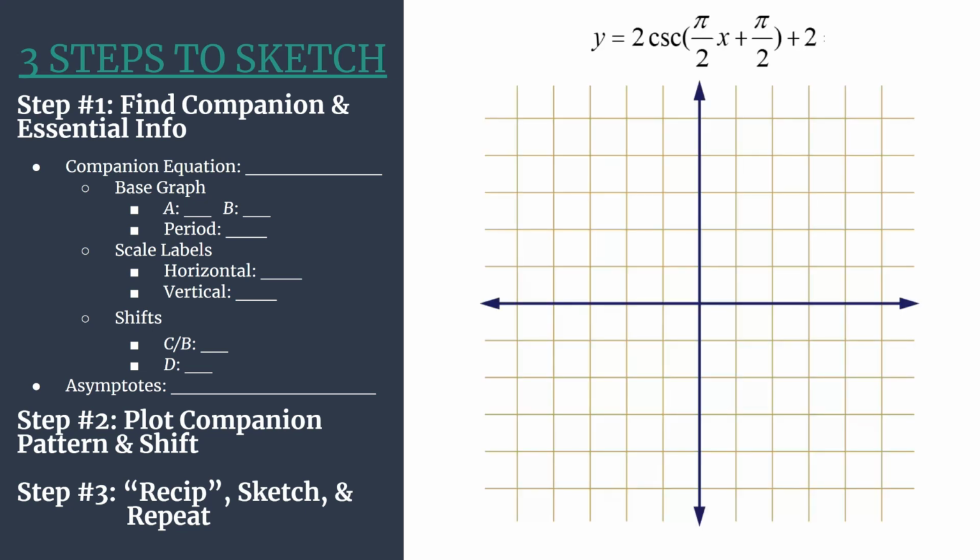So let's jump in. Here's our equation again. I'm going to write out the general form for a shifted cosecant graph just so we are familiar with where all of the information is coming from. So y equals a cosecant of bx minus c, plus d. Okay, so that'll help with some labeling.